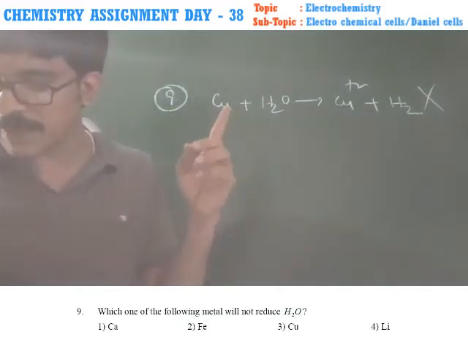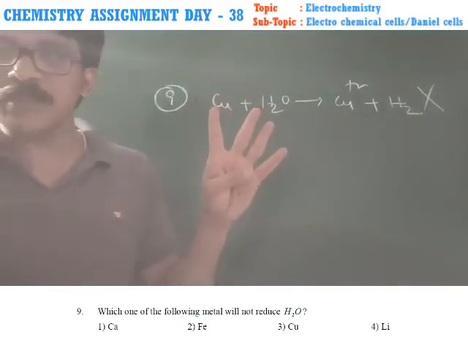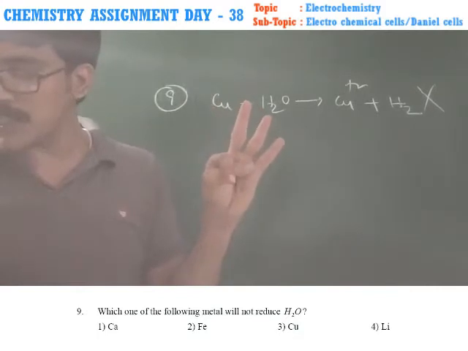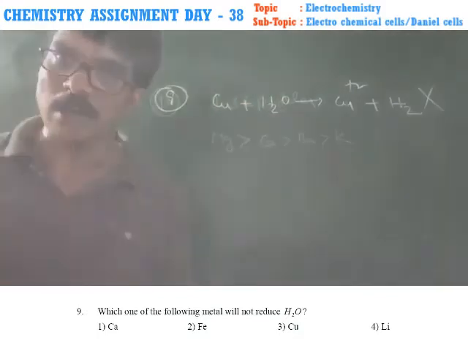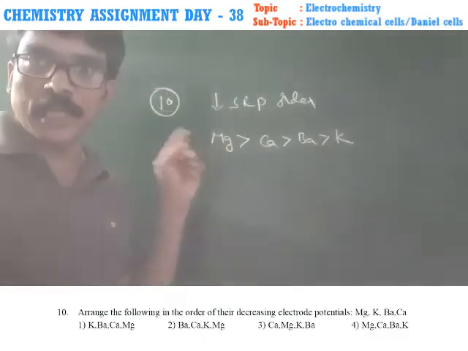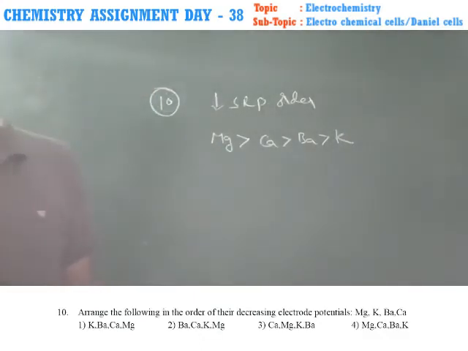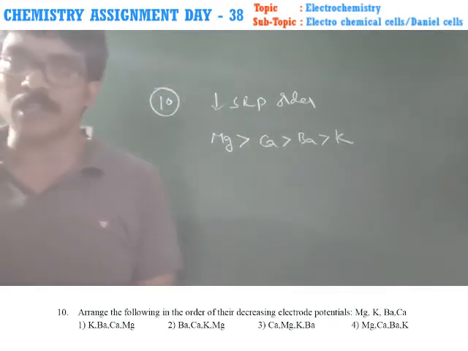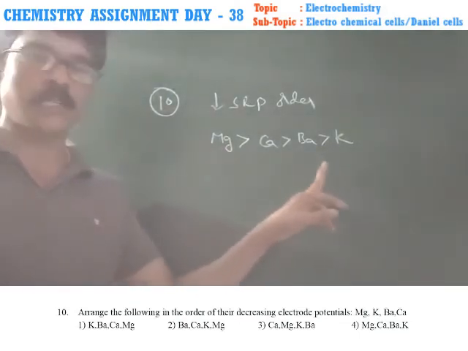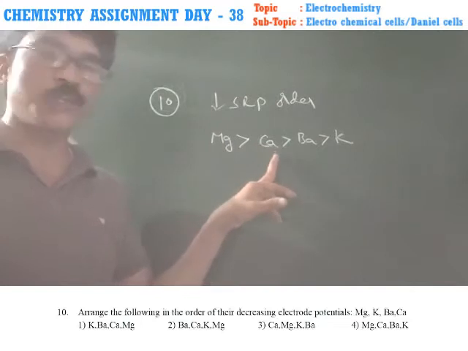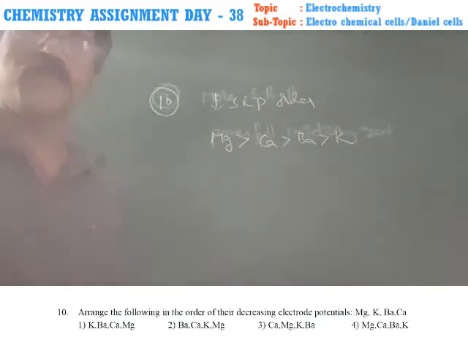Therefore, based on the given options, calcium reducing water is possible, iron reducing water is possible, lithium reducing water is possible, but copper reducing water is not possible. Question number 10. Arrange the following in the order of decreasing electrode potentials: magnesium, potassium, barium, calcium. This is the decreasing electrode potential order for these metals: magnesium greater than calcium greater than barium greater than potassium.